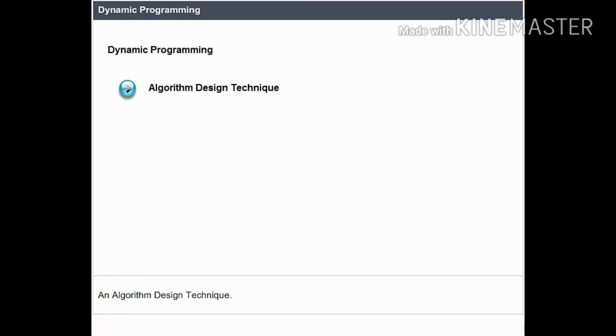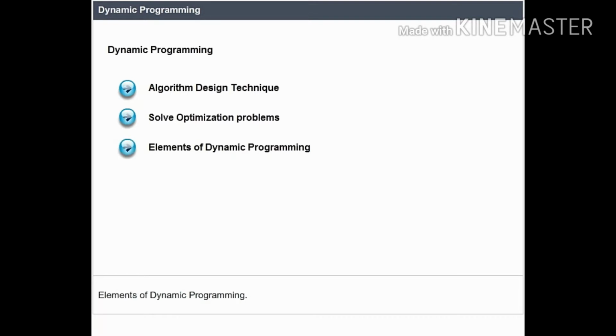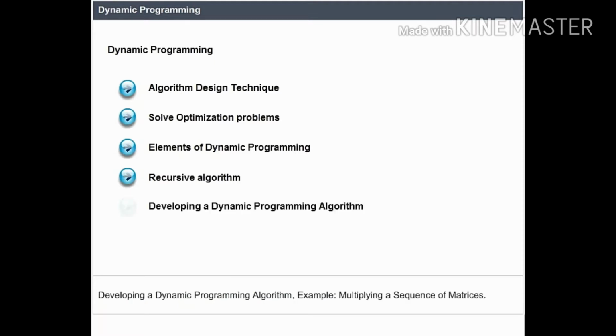An algorithm design technique, a framework to solve optimization problems. Elements of dynamic programming. Dynamic programming version of a recursive algorithm. Developing a dynamic programming algorithm. Example: multiplying a sequence of matrices.